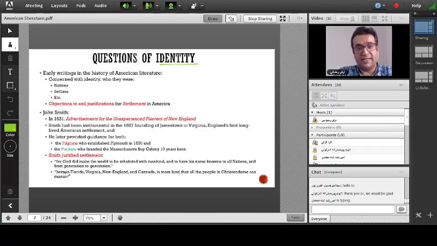Now, John Smith says this in his book: God did make the world to be inhabited with mankind, I'm reading here, and to have his name known to all nations and from generation to generation. Here in Florida, Virginia, New England, and Canada is more land than all people in the Christendom can manure or can cultivate. So John Smith is one of those people who favors settlement. And he says that, well, we have a lot of land here. God created all of this land, and he intended for this land to be inhabited by Christian people, by people of God. And we are doing absolutely the right thing by coming here and cultivating the people here and cultivating the land here. So, John Smith was one of those people who favored it.